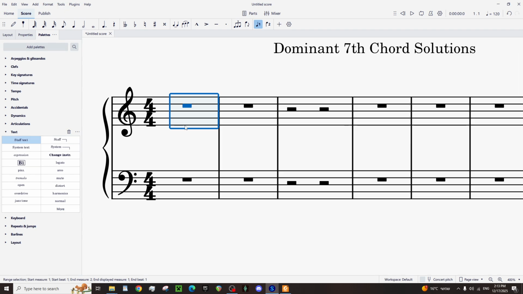Hello everyone. In this video I'm going to be explaining how to use the dominant seventh chord and how to solve it, because there are very specific rules on how the dominant seventh chord should be used in classical music, at least. The easiest way is we look at the scale, the major scale in this case.